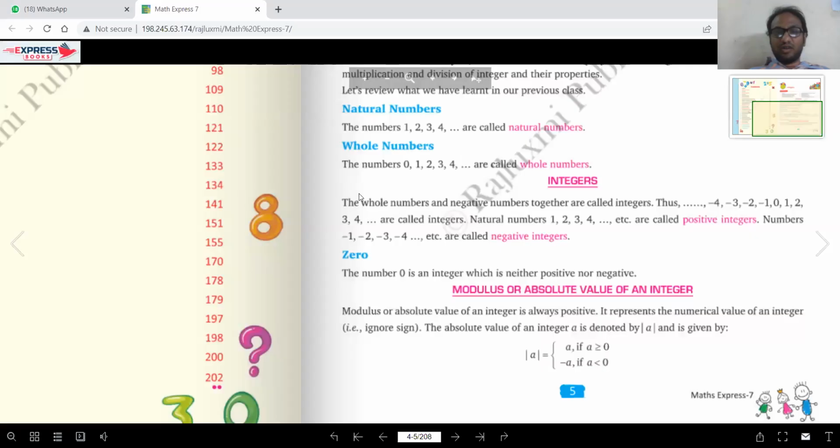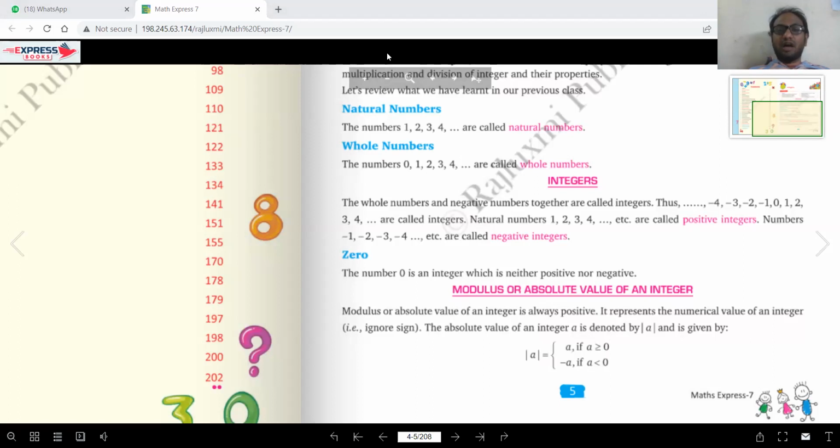So this is your book, page number 5. You can see that we have discussed the integer, whole number, natural number. Now it's time for the modulus or absolute value of an integer. Students, I just want to tell you a few more things before moving to this part. Yesterday I told you that 0 is not considered a positive or negative number. It's just a digit which is neutral by nature. That means it does not contain any positive or negative value. I hope you get the point.